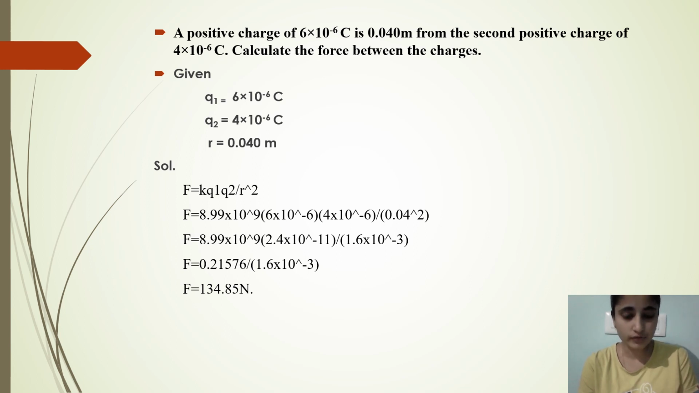So F equals 8.99 × 10^9, which is the constant value, times the charge values Q1 and Q2, so 6 × 10^-6 times 4 × 10^-6, divided by 0.040 whole square. F equals 8.99 × 10^9 times 2.4 × 10^-11 divided by 1.6 × 10^-3. Therefore, F equals 134.85 Newton.